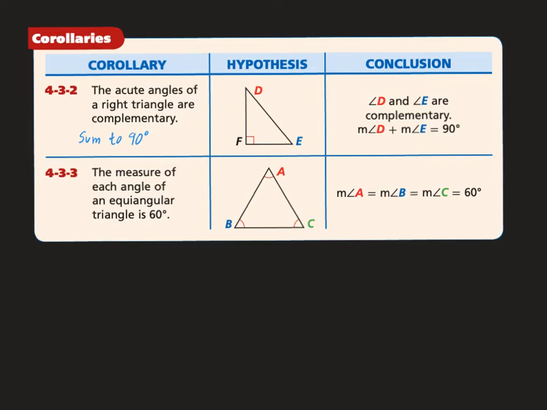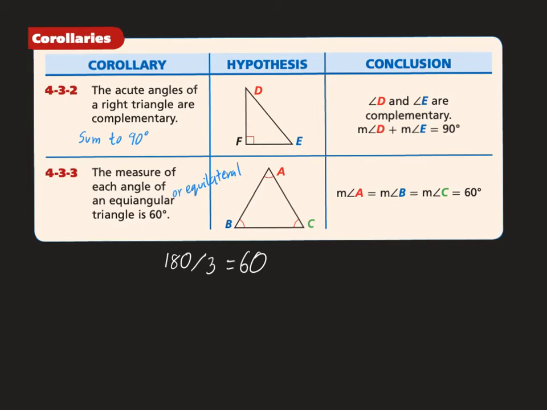The next corollary that we're looking at is the measure of each angle of an equiangular triangle is 60 degrees. And equiangular also means equilateral, so we'll assume this works for equilateral triangles too. And because of the triangle sum theorem, we know that all the angles need to add up to 180 degrees. And since it's equiangular, we know that all the angles are congruent to each other. So what we can do is divide 180 by 3, and that gives us our 60 degrees for each angle.